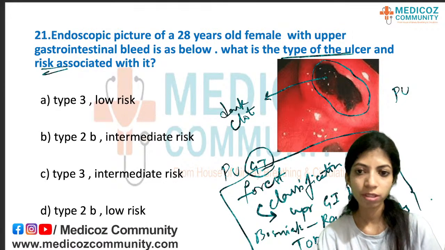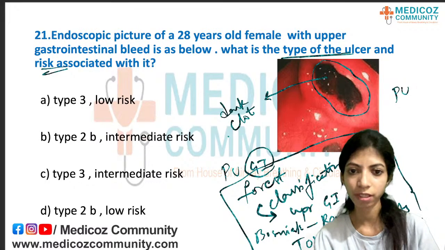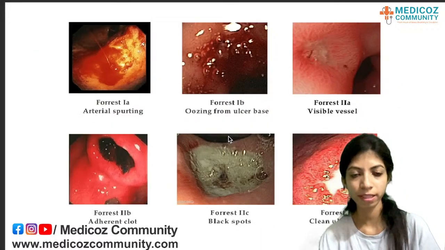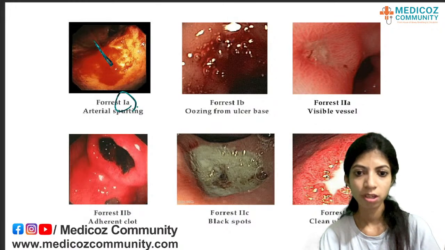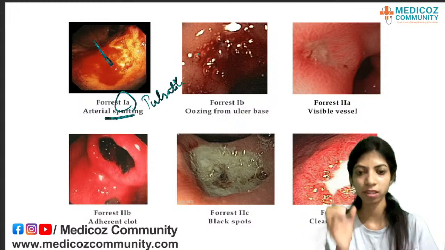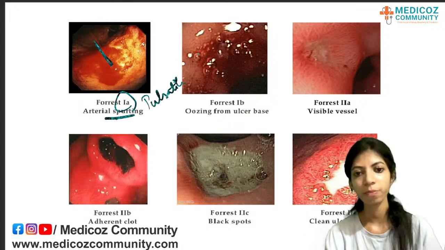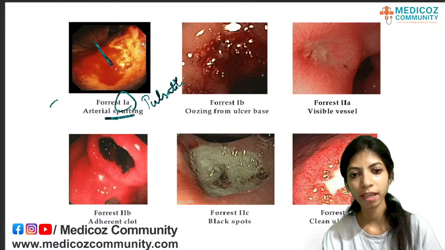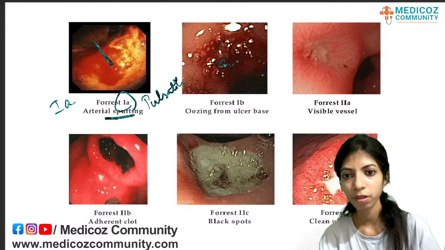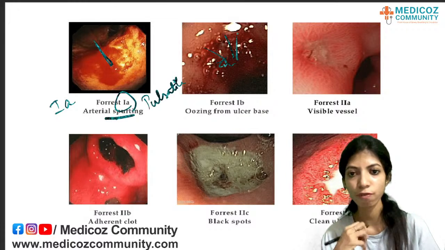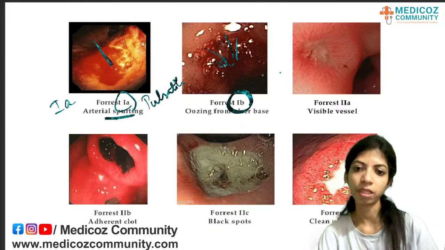According to this classification, where is this ulcer being classified and what is the risk? That is what he is asking. Let's see the Forrest classification. 1A is a forceful arterial bleed, coming out like a gush. So arterial spurting. You can also see the pulsations because it's an arterial bleed pushing out the blood. So arterial spurt is your 1A. And what is your 1B? 1B is oozing from the ulcer bleed. See, there's an ulcer here and the blood is coming out, but not like a spurt. There's no forceful ejection. So this is your 1B.